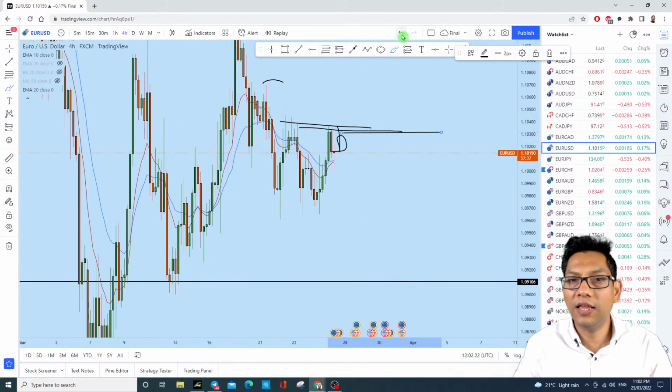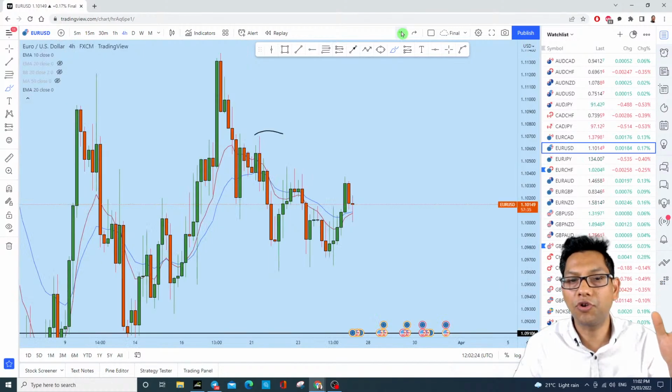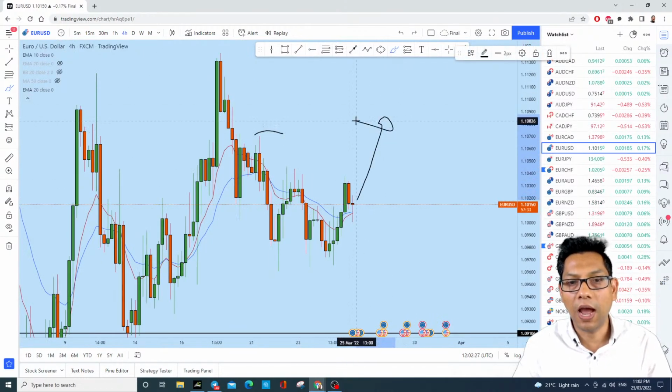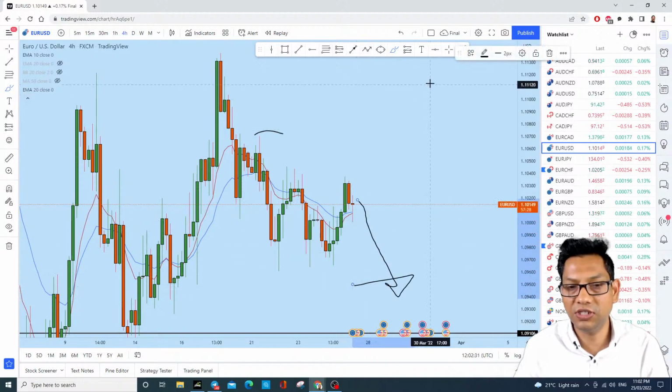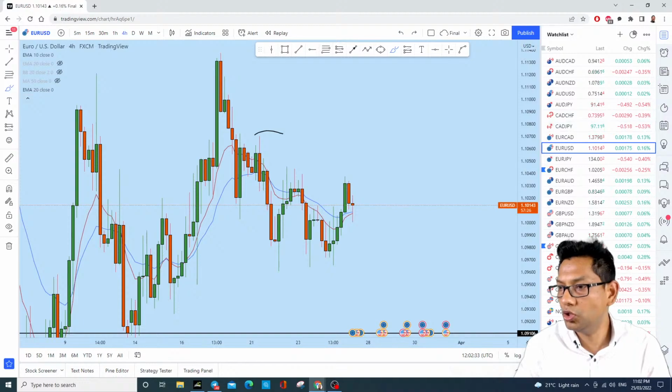So with euro dollar, I will not trade to the upside. I will only trade based on the price action to the downside. So this is the situation with euro dollar.